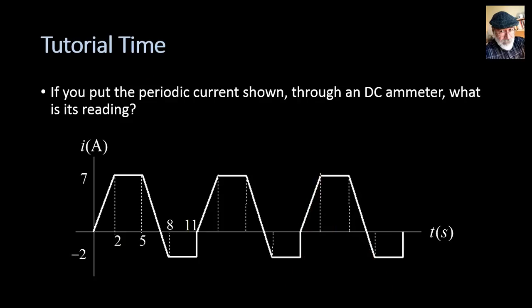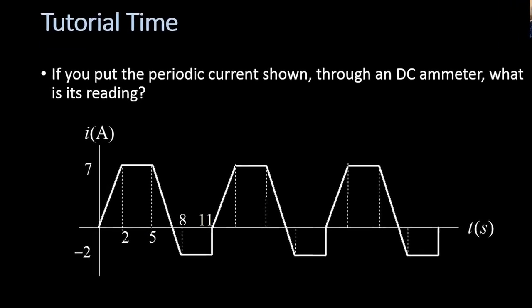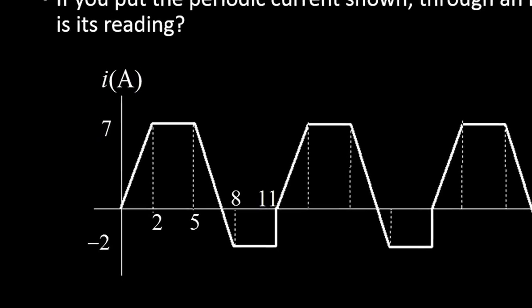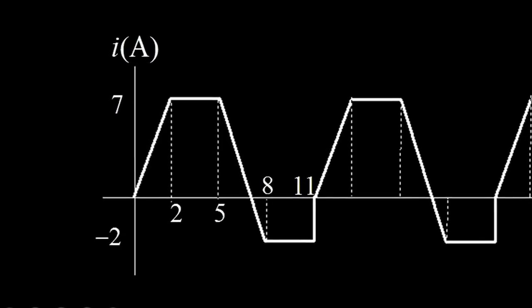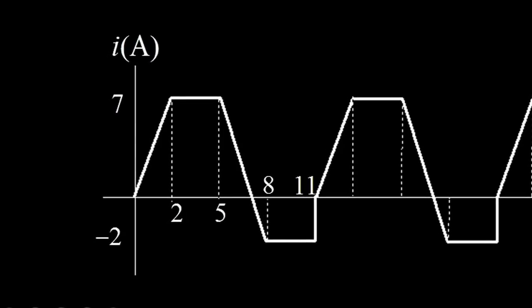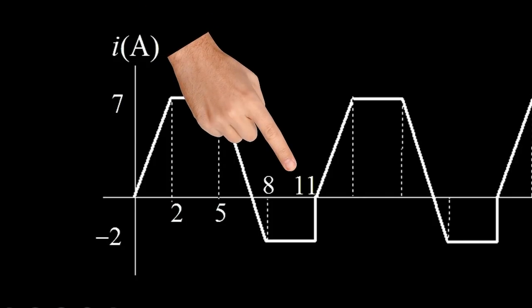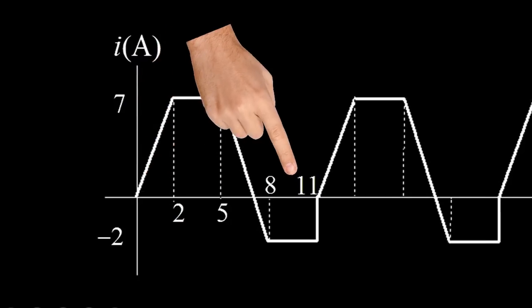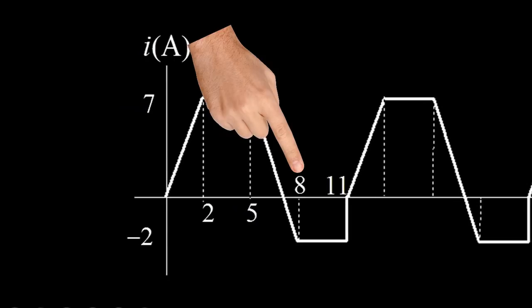Let's have some tutorial time. Let's imagine that we put that periodic current through a DC ammeter. And the question is, what is the reading? Well, you know, the reading is going to be the average value of that current. The period is 11. The average would be: integrate that current between 0 and 11 and divide by 11.